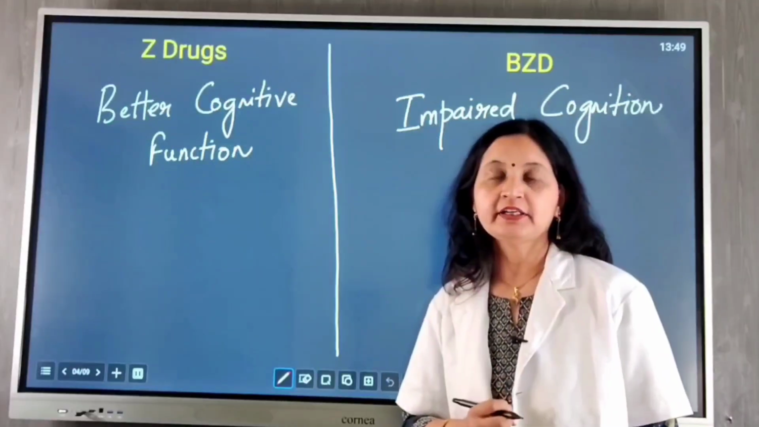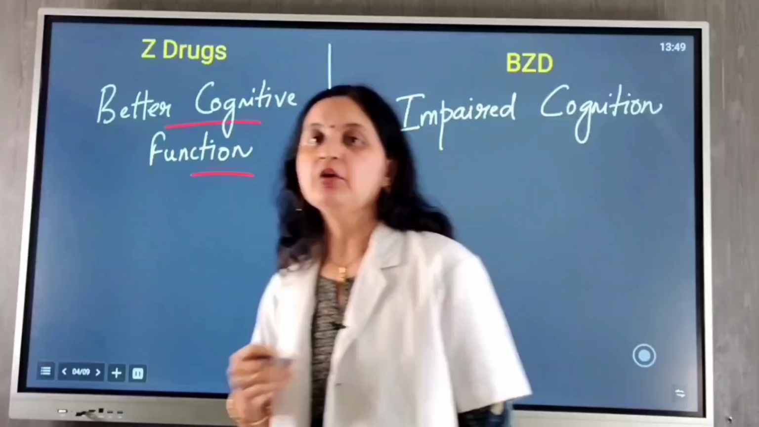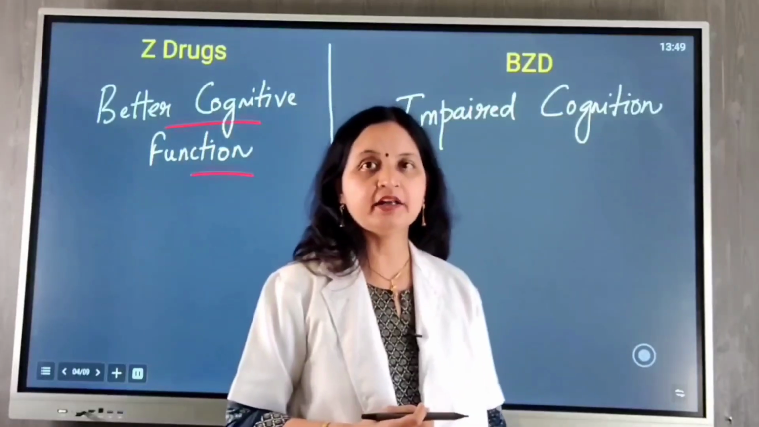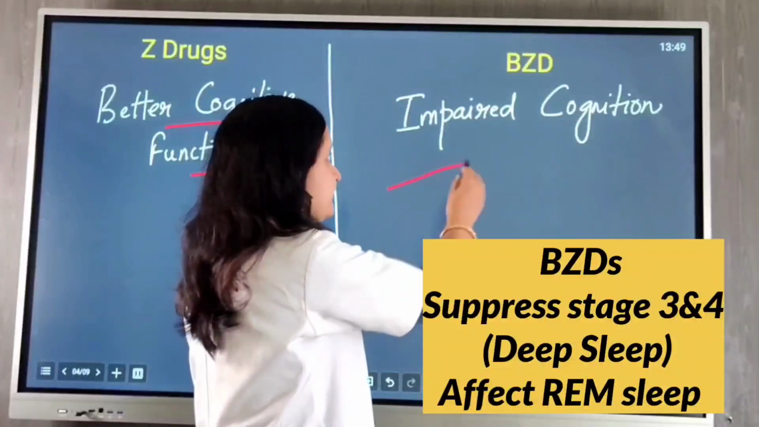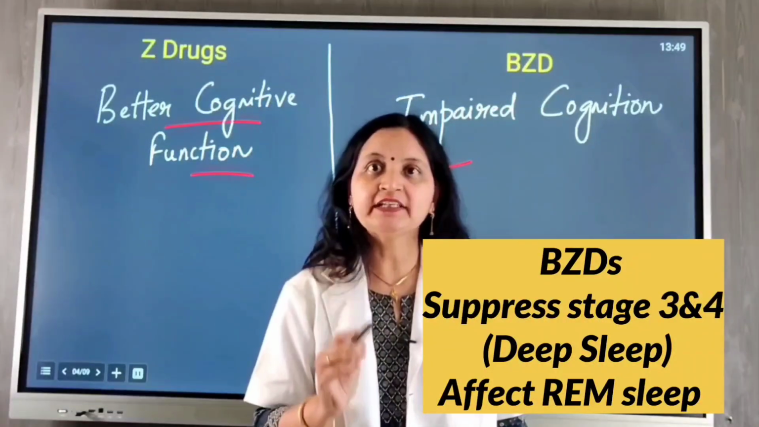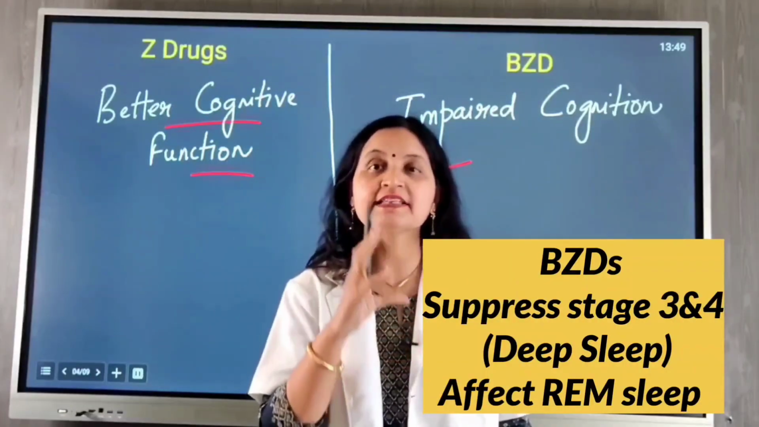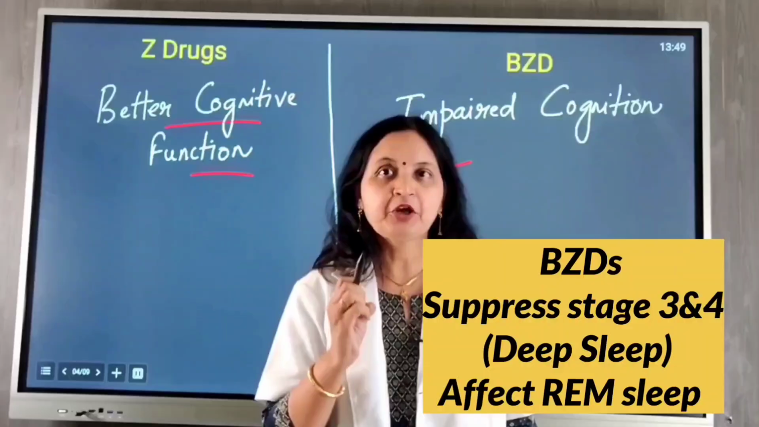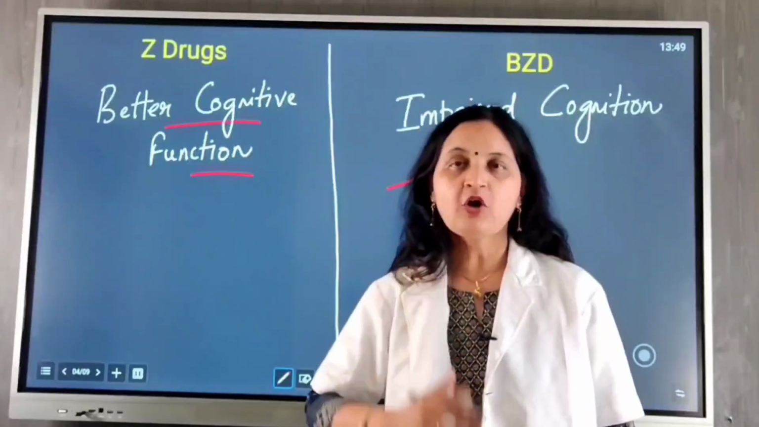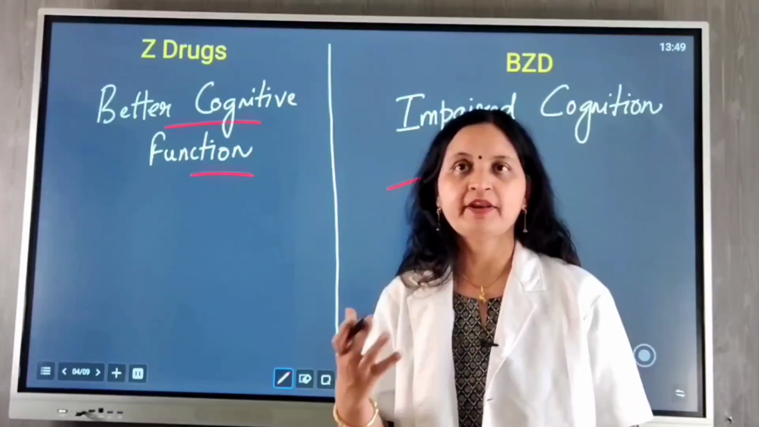With respect to the cognitive profile, the Z group of drugs have better cognitive function. They do not impair learning and memory because they have less effect on deep sleep and REM sleep. Whereas benzodiazepines affect the deep sleep and they impair cognition. They lead to fatigue, impair coordination, and reduce alertness. So this is what is seen with benzodiazepines because the deep sleep and REM sleep are affected. So better cognitive function with Z group of drugs over benzodiazepines, and therefore they are preferred.